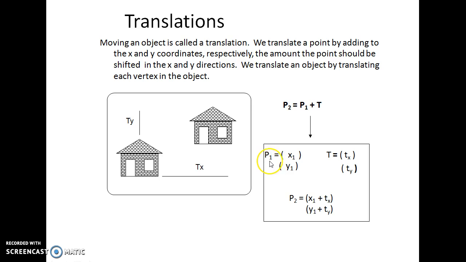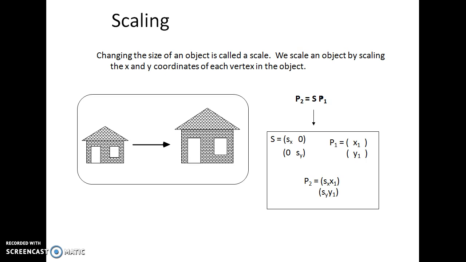Now see here P1 is x1 y1, that is the coordinate of that entity in x and y. Now what is T? T is your tx and ty, the unit by which you want to translate that object in the x direction and in the y direction. P2 is your transformed matrix, that is the final result, x plus tx and y plus ty, meaning respectively we are adding that unit in the x and y direction.